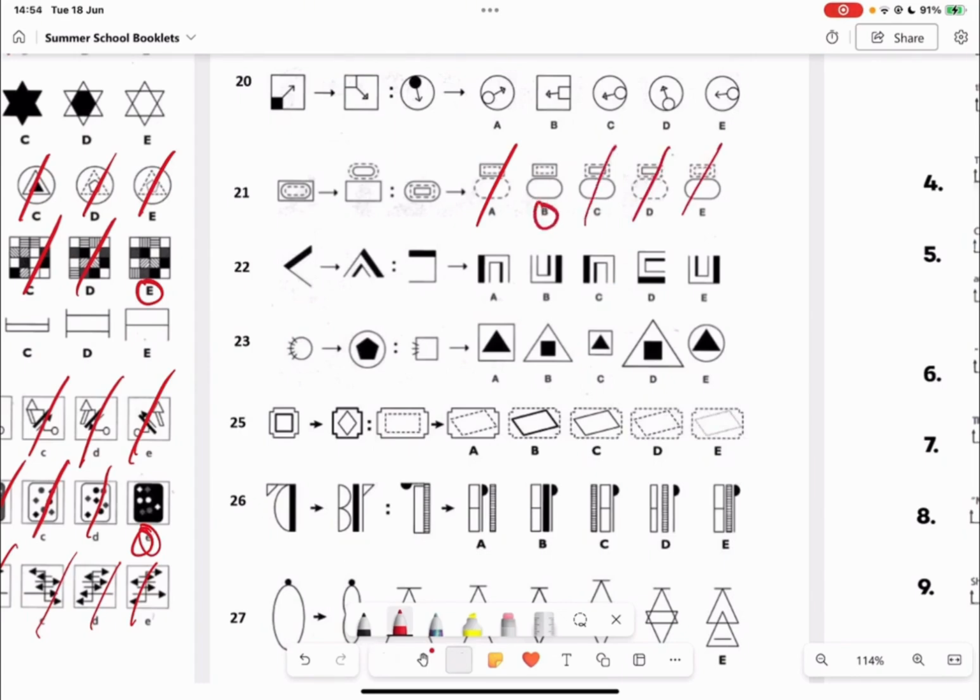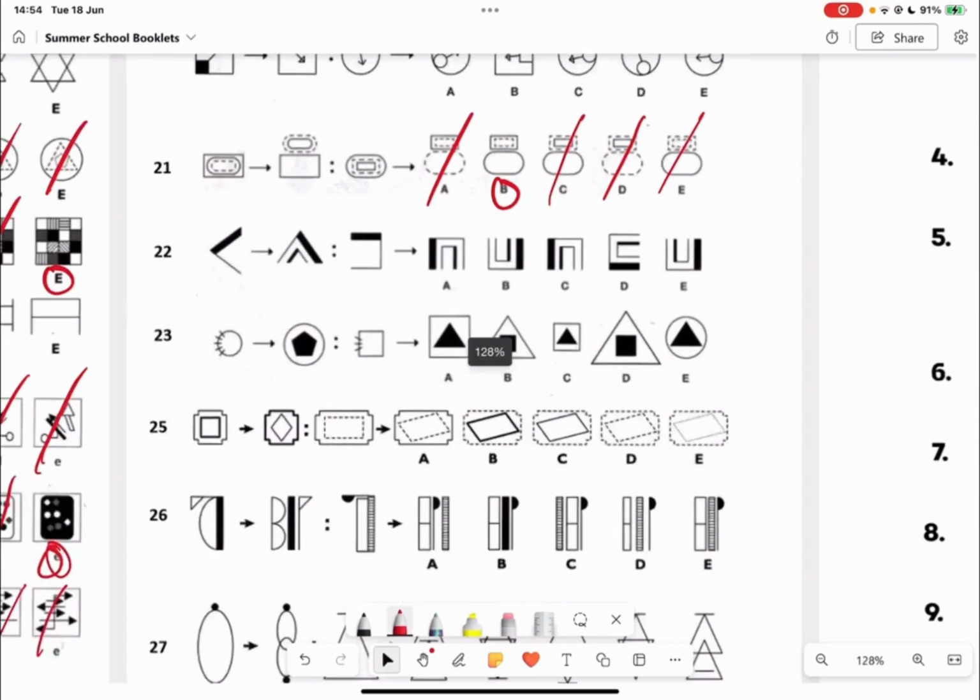Okay, question 22. We're seeing that our shape has been rotated 90 degrees clockwise, and then the smaller version of it has been reflected in the y-axis and put inside. So we can expect that our shape will look like this, with a thicker line on this side.